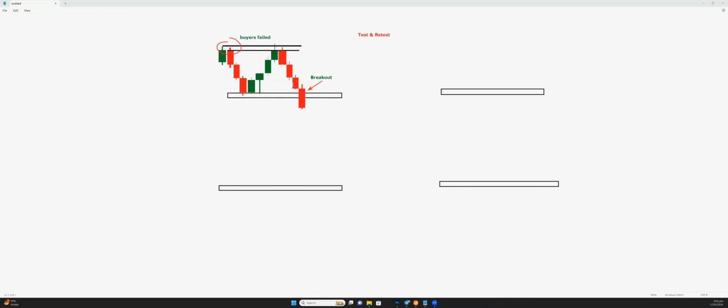If the buyers failed, then who will break the level? The sellers will break the down level, right? So the effect of the buyers' failure and the effect of the test of the same level, these two effects make it a continuation. After the breakout, the next candlestick will continue, so you can go for the sell. You didn't just get this one opportunity; you have another opportunity as well.